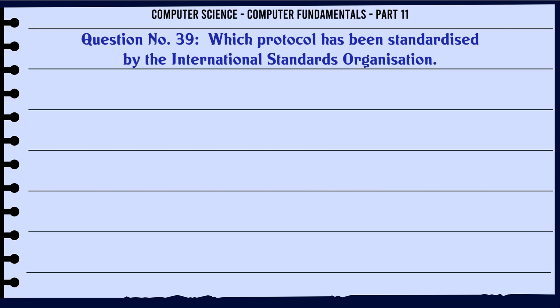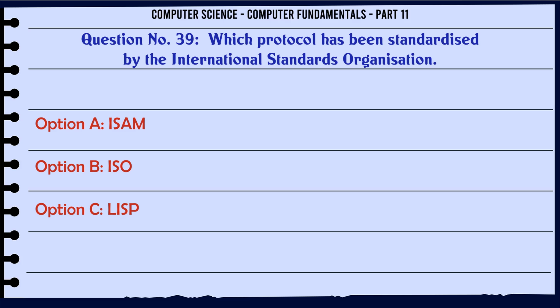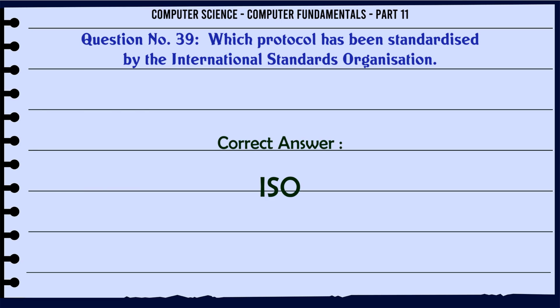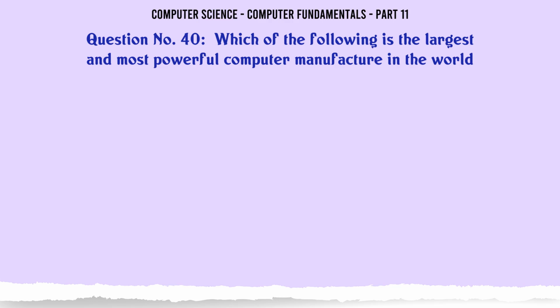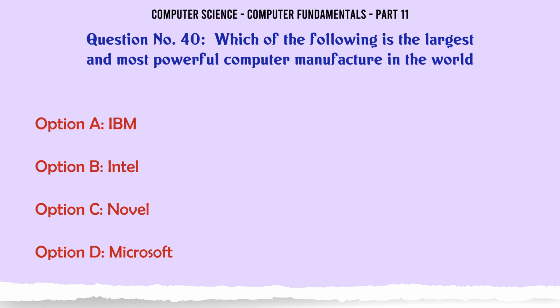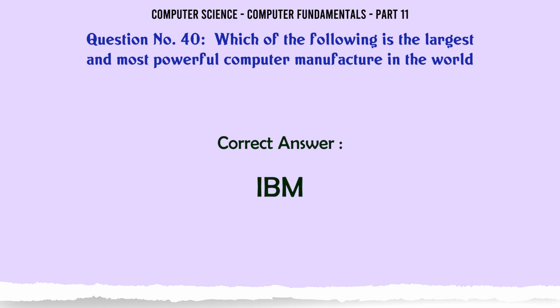Which protocol has been standardized by the International Standards Organization? A. ISM, B. ISO, C. Lisp, D. COL. The correct answer is ISO. Which of the following is the largest and most powerful computer manufacturer in the world? A. IBM, B. Intel, C. Novell, D. Microsoft. The correct answer is IBM.